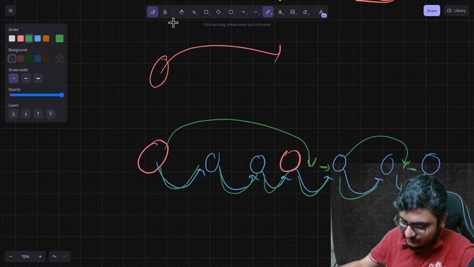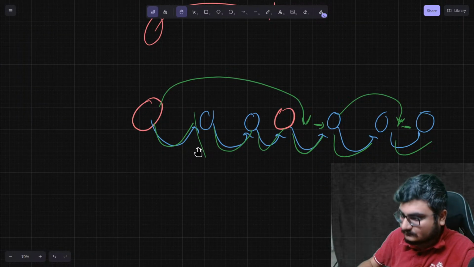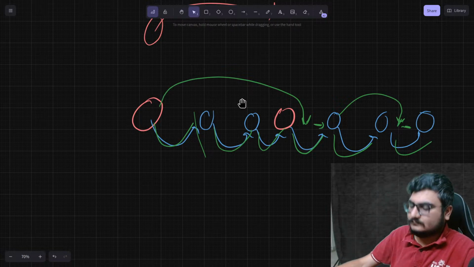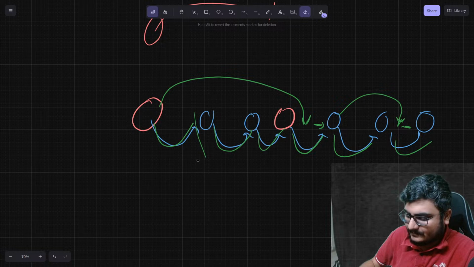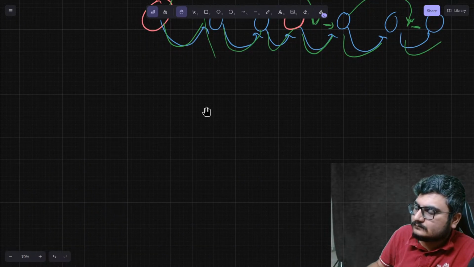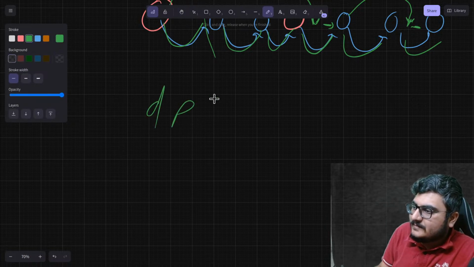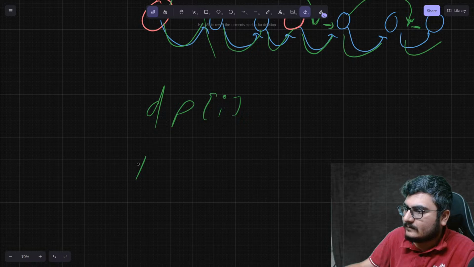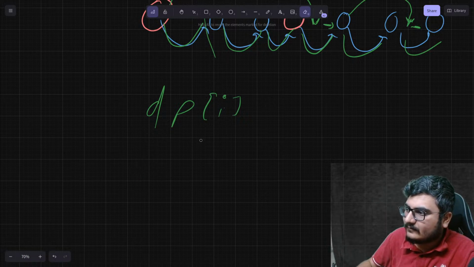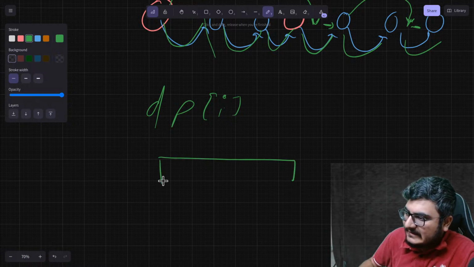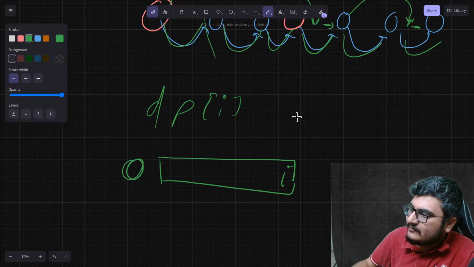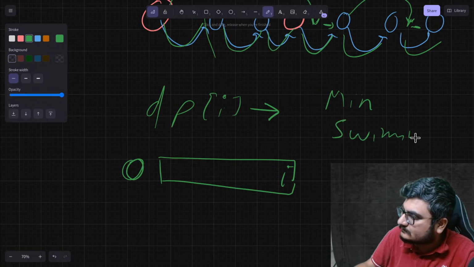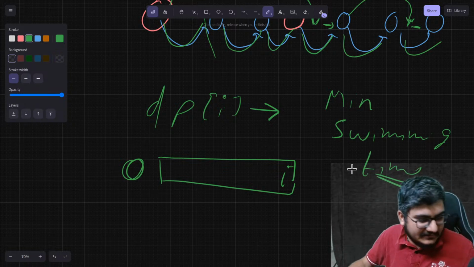And what I did was I went through a DP solution. My idea was to go through DP. DP of i denotes: we have started from somewhere, we have moved to the ith log from here, and what is the minimum number of times we went to water? Minimum swimming time. Essentially that was the solution I had.